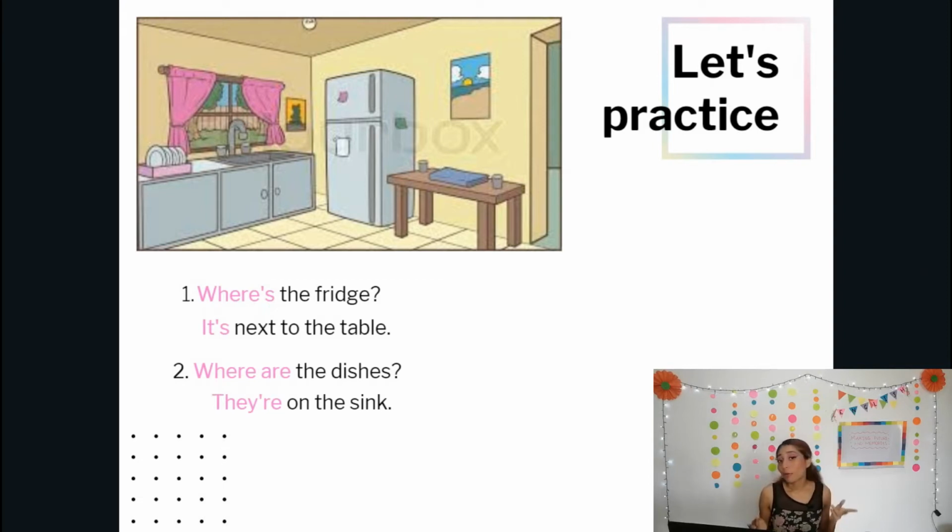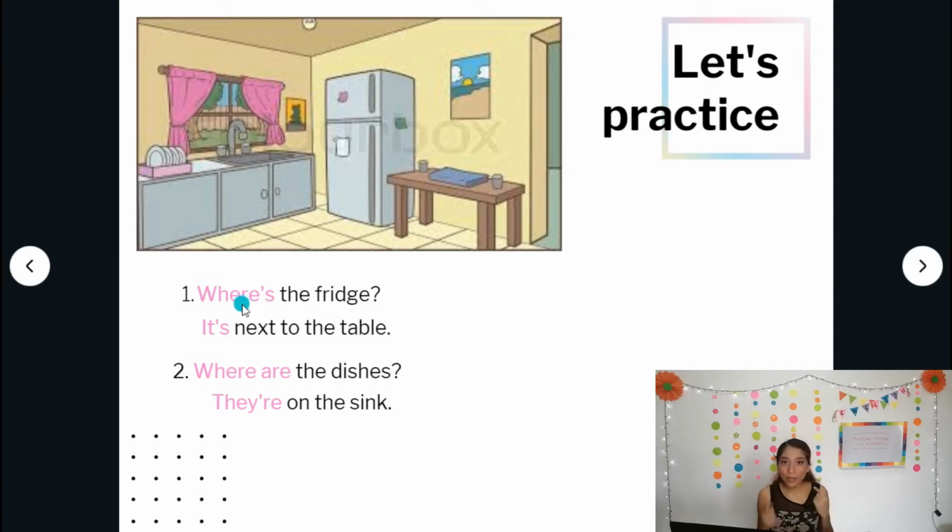Okay. When we are talking about two or more in plural, we might use where are the dishes. For example, they're on the sink. So I wrote this information in pink so you might notice and pay attention to this, okay?